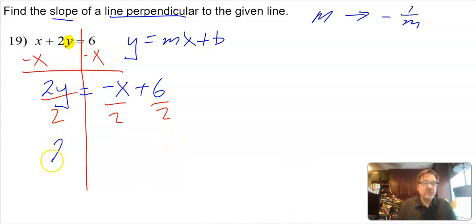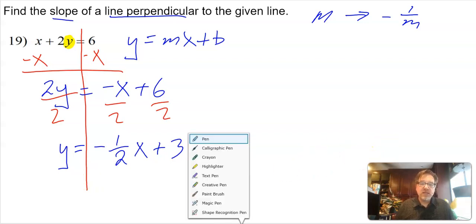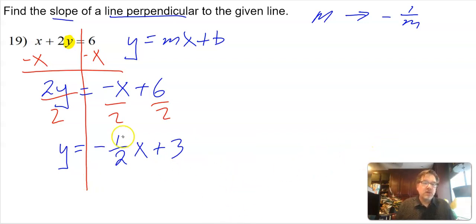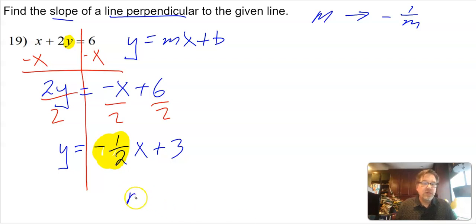2y divided by 2 equals negative. Now you can say x over 2, but if you write it as a fraction, negative 1/2 x plus 3. Oops, I wrote 2, not y. Hopefully you caught that. I didn't. 2y divided by 2 is y. Boom. So right now we can see our slope. Our slope is the number in front of x, negative 1/2.